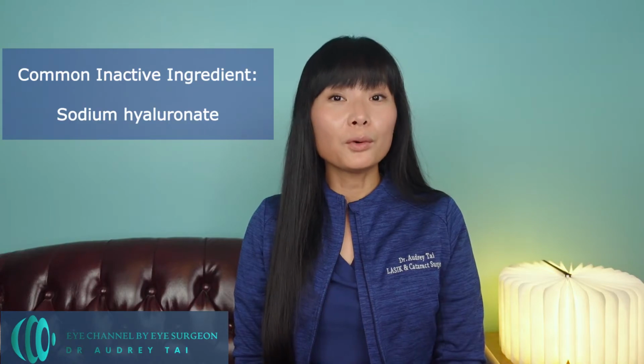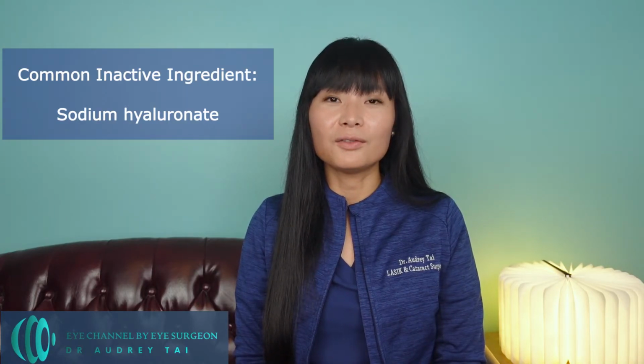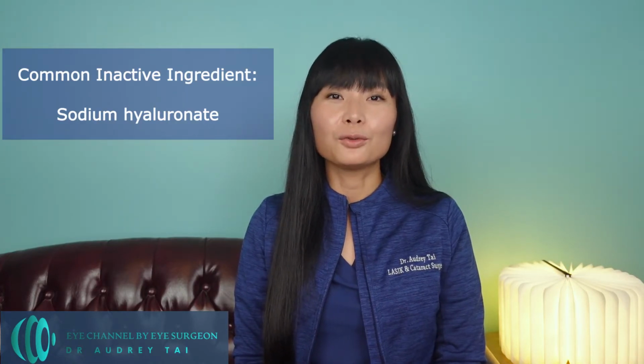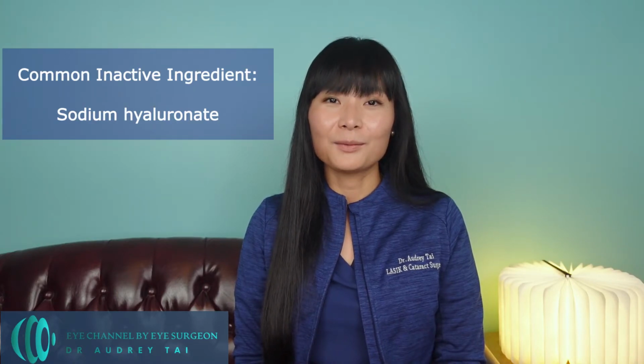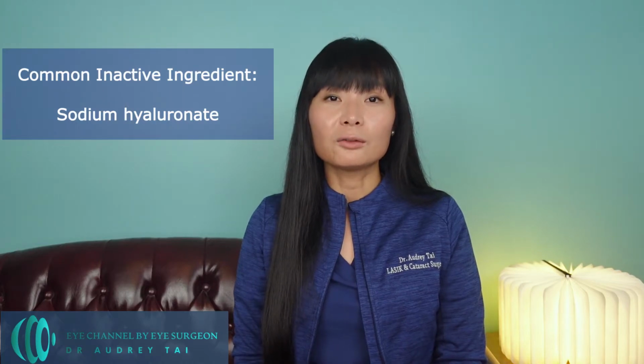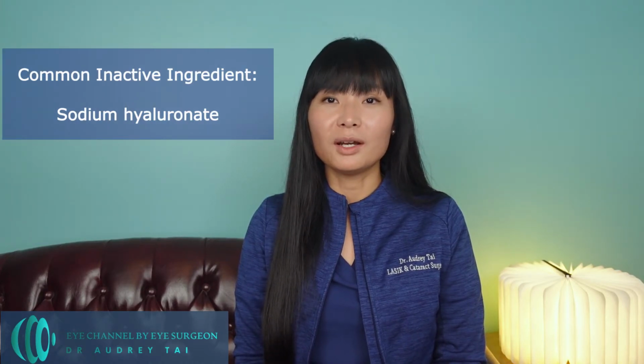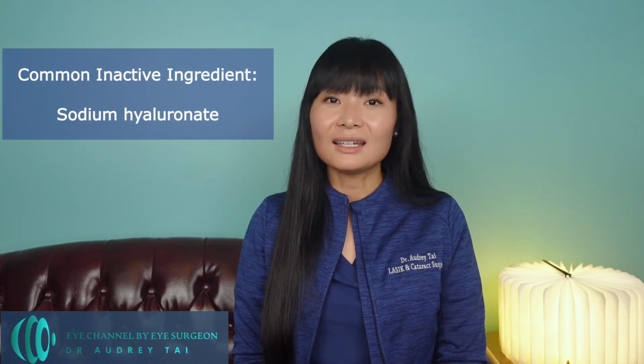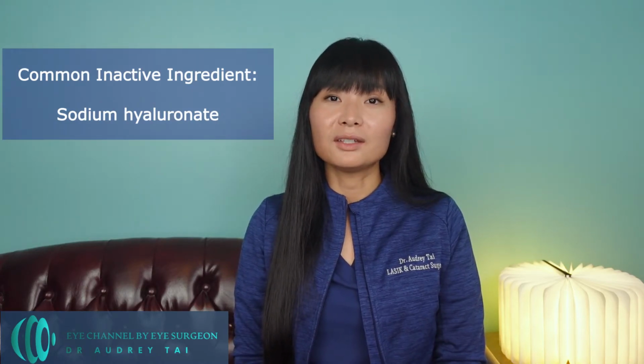Now you have learned about the active ingredients in artificial tears, and the next main category of ingredients is the inactive ingredients, such as sorbitol and sodium hyaluronate. Sodium hyaluronate is one of the most commonly used inactive ingredients in artificial tears to provide additional lubrication to the surface of the eye. Sodium hyaluronate is a derivative of hyaluronic acid and it is hypoosmotic. What this means is that it can actually lower the osmolarity of the tears.